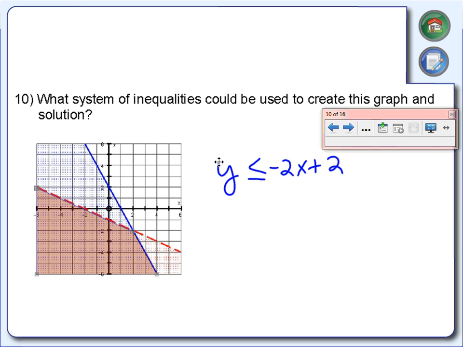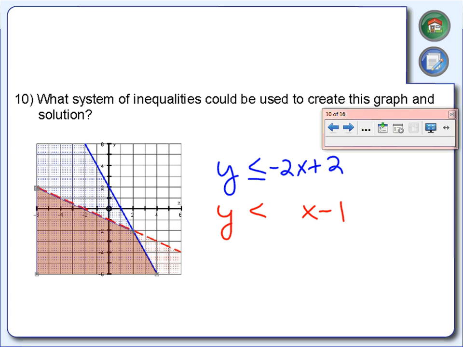Now I need one for the red one. Again, look at the shading. Notice the shading is to the bottom of the line, which means we're going to need a less than. Do I need an equal on this one? Not this time, because this time it's a dotted line. The next thing I need is the slope and the y-intercept. Let's start with the y-intercept. The y-intercept on this one is going to be -1. So over here we should have -1.